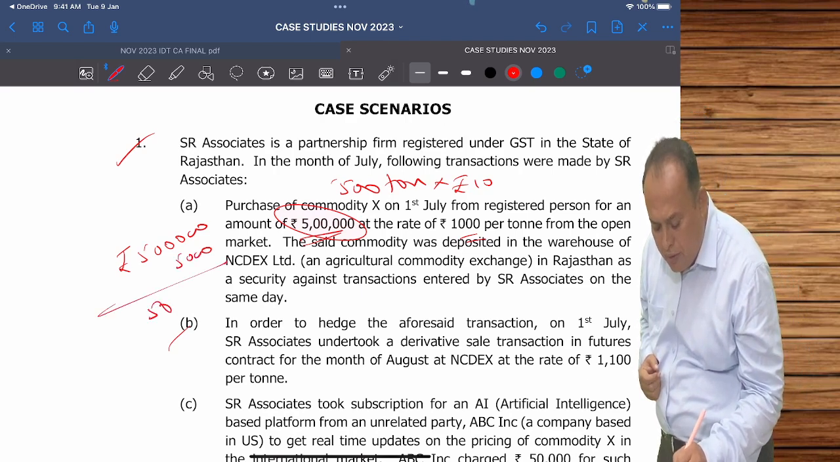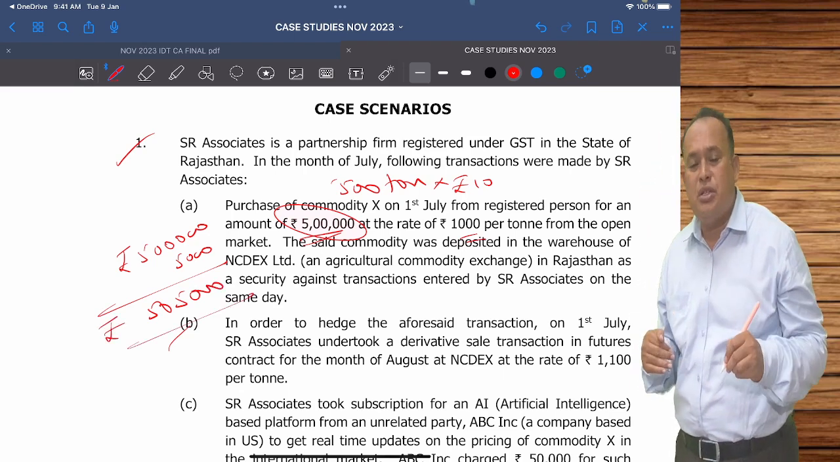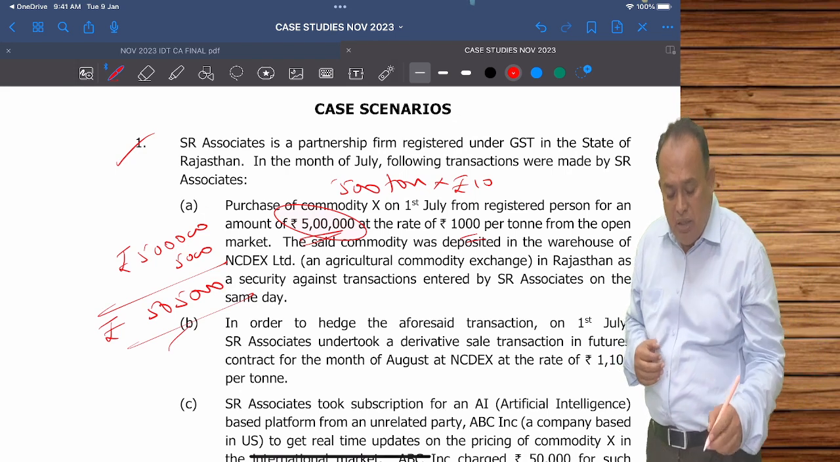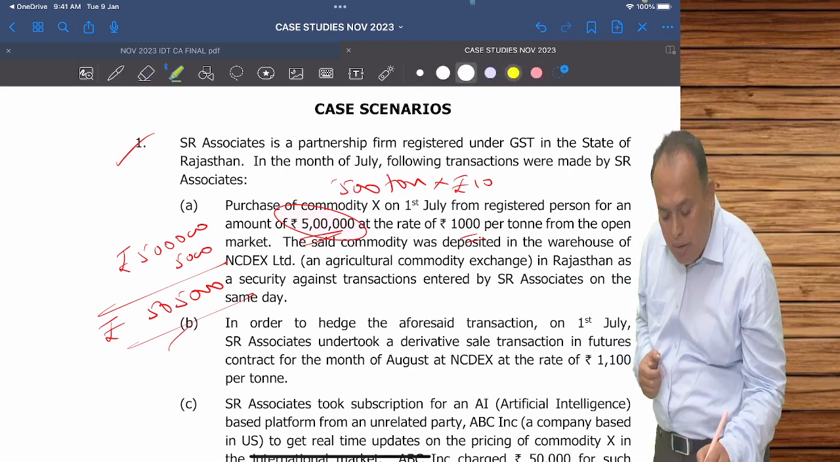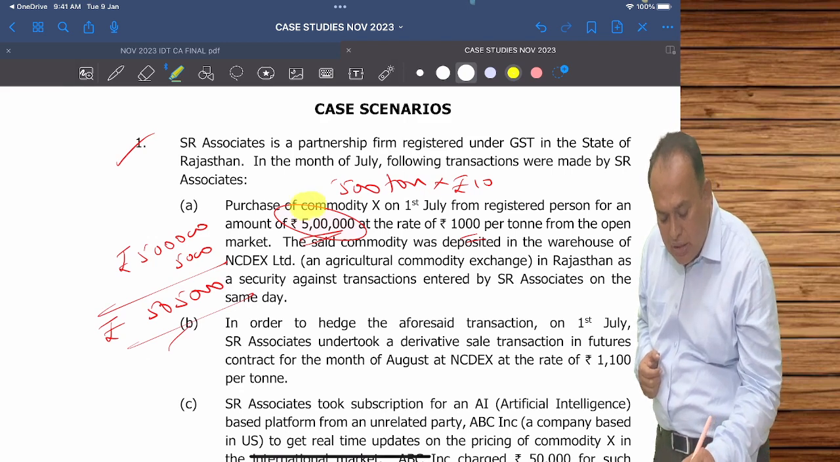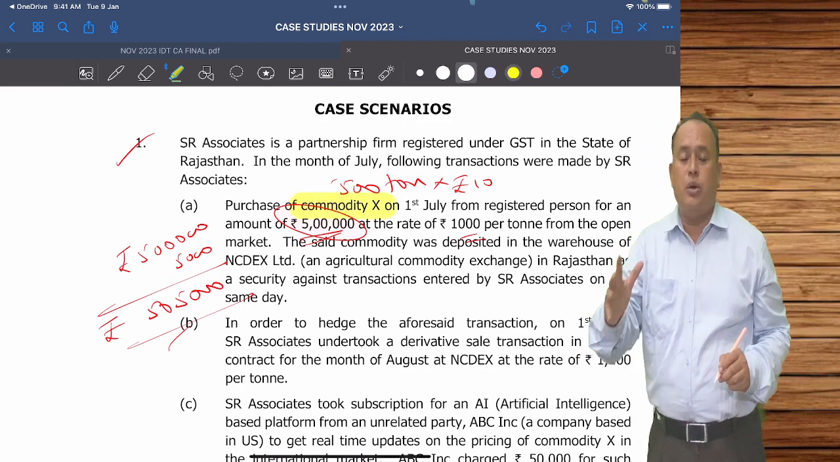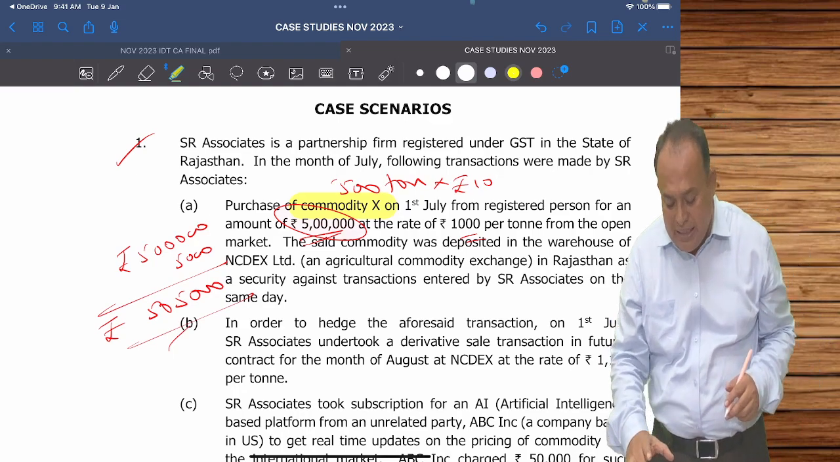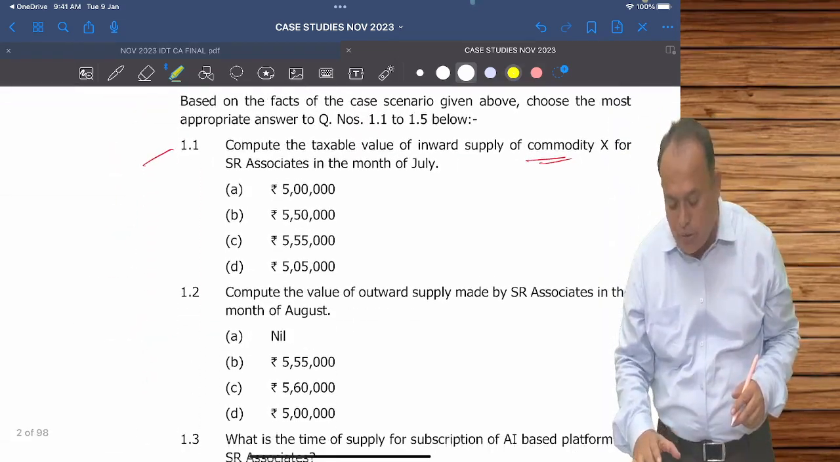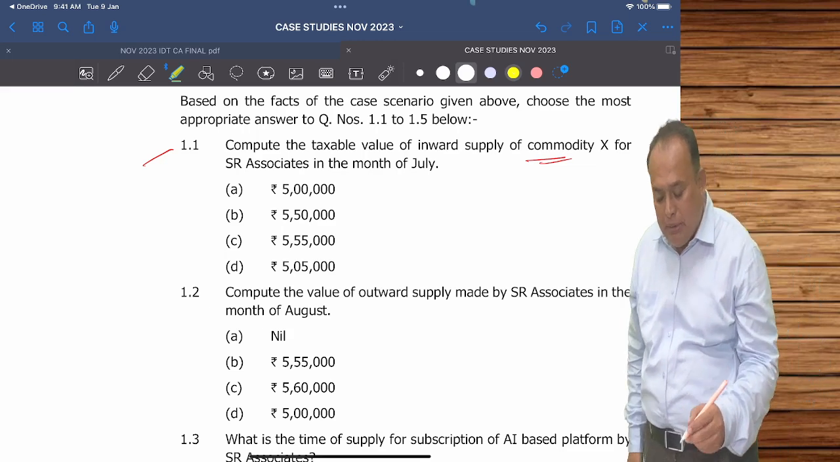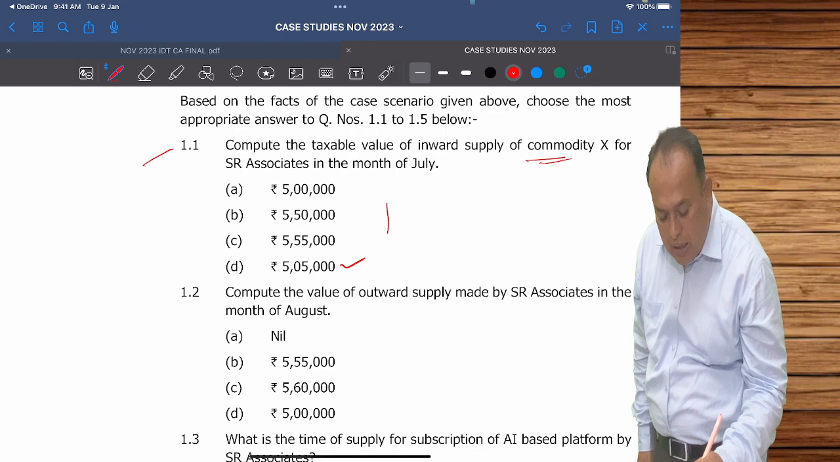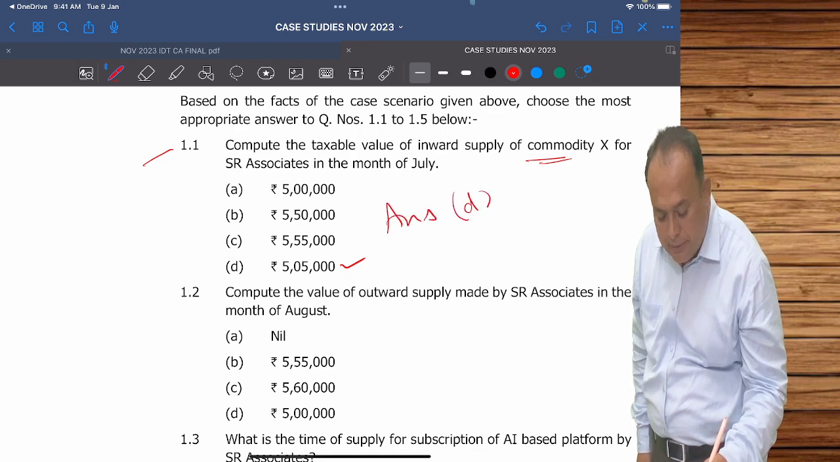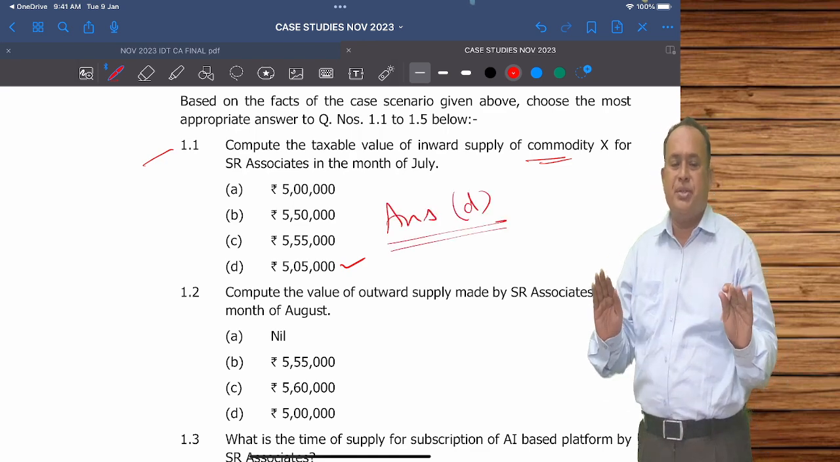Totally 5 lakh 5000 is the value of taxable supply when they purchase commodity X. Commodity X, they purchase, no? They said commodity X. The value here is 5 lakh 5000. So where is it matching in the multiple choice options A, B, C, D? Here, point number D is the right answer, 5 lakh 5000. Therefore, the right answer here is D. As simple as this.